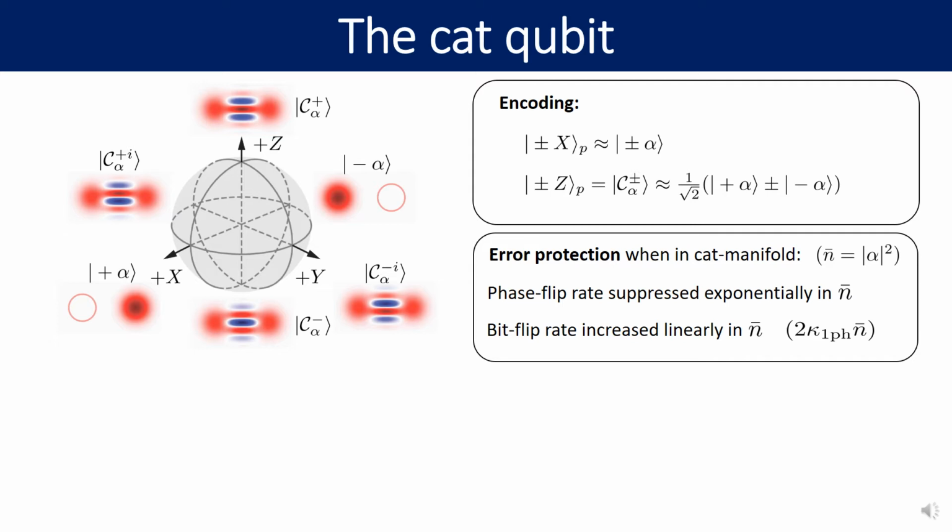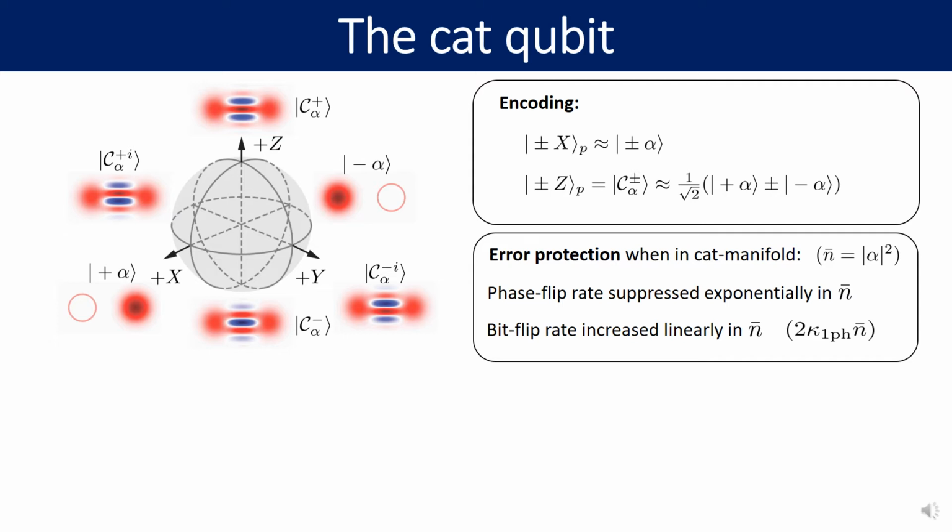Bit flips, on the other hand, are increased linearly in the photon number, and that's because if you stochastically lose a photon in this encoding, then this flips the photon number parity. So for instance, you flip from an even cat to an odd cat and vice versa, and that flips along this axis.